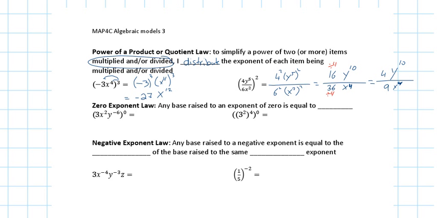Now then we come to the next law, which is the zero exponent law. Any base raised to an exponent of 0 is equal to 1. Anything, any number that is to the power of 0 is going to equal 1. Any number, any letter, anything. Okay?